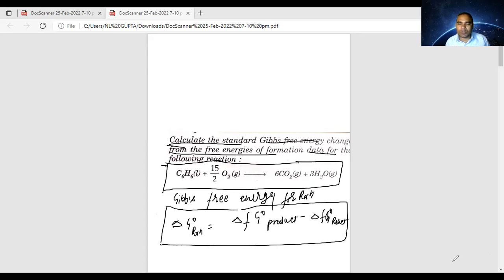So what we are going to do, we are going to apply it to this question. Okay, so it is C6H6 plus 15 by 2 O2 gives 6 CO2 plus 3 H2O. So let's try to write this.